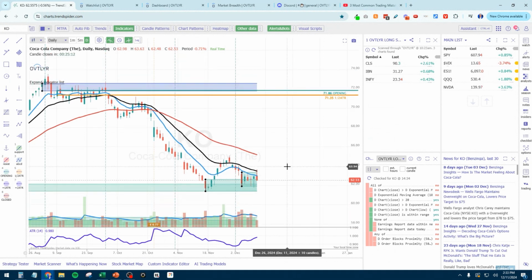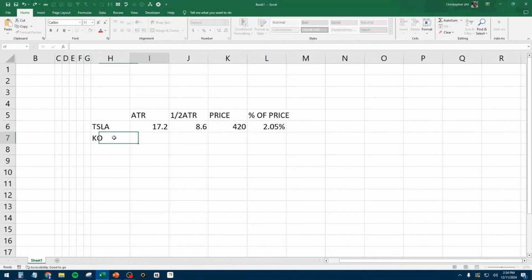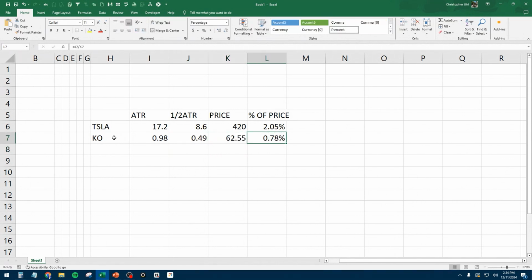And in a really ugly downtrend right now, that's 98 cents. Okay, at 62.55, KO 0.98. 62.55. There we go. Copy this formula down. 78 basis points.